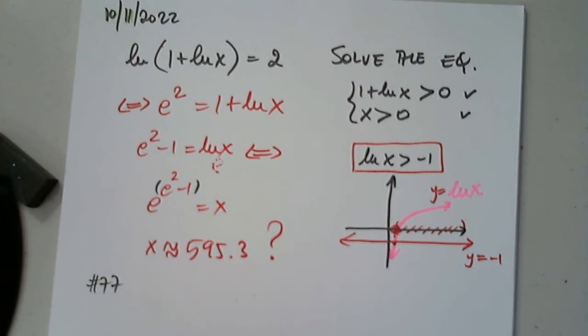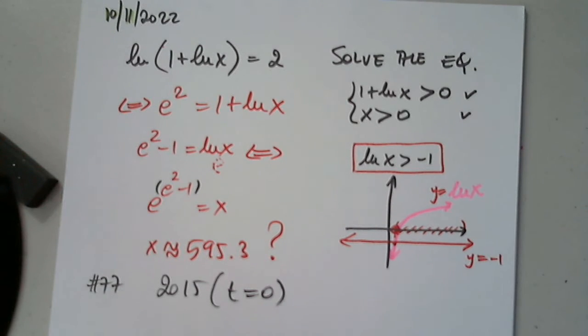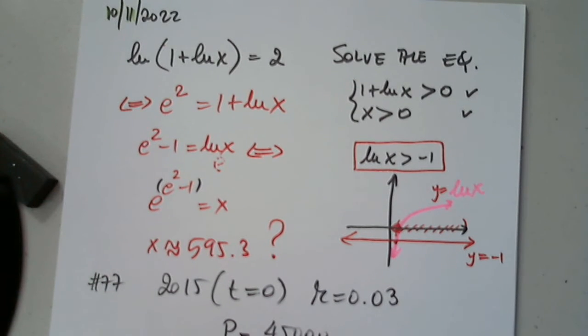Okay, so let me copy it. The city of San Esteban had a population of, okay, so 2015 represents t equals 0. Yes, and the annual percentage rate R equals 0.03. And the initial population, or principal if you want, is 45,000. Okay, so write a function. Fine.